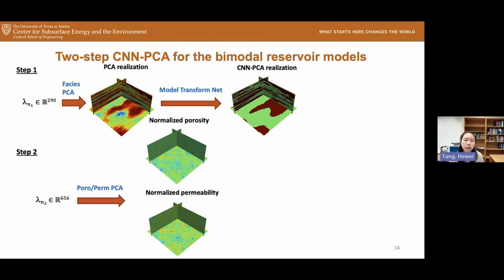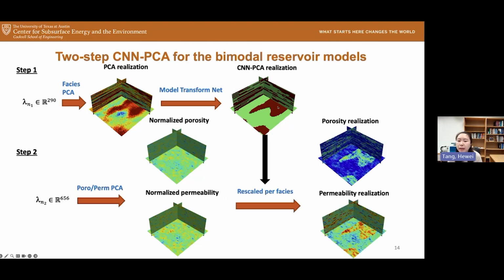We first normalize the porosity and permeability to build the PCA matrix. And then we find the latent variable that can preserve a reasonable amount of variation. We find it to be 600 something, and we perform PCA to generate normalized porosity and permeability. Okay, and then we do a cookie cutter approach to rescale the porosity and permeability based on facies and get the final porosity and permeability realizations.